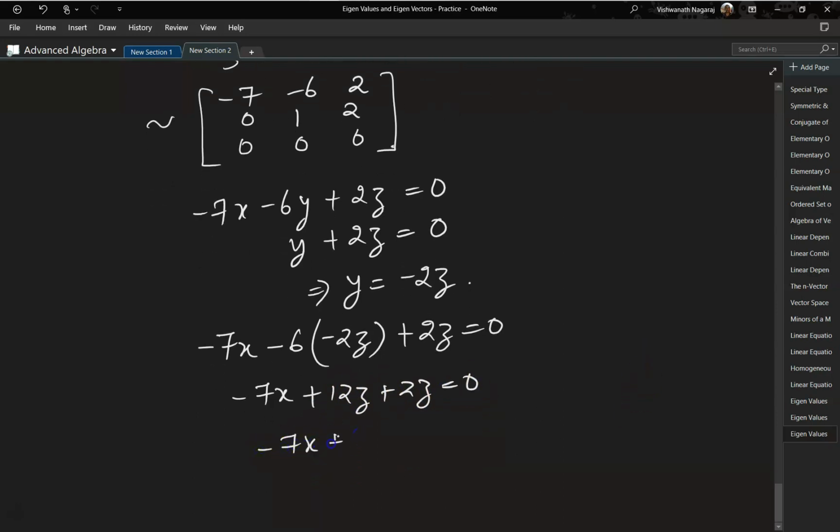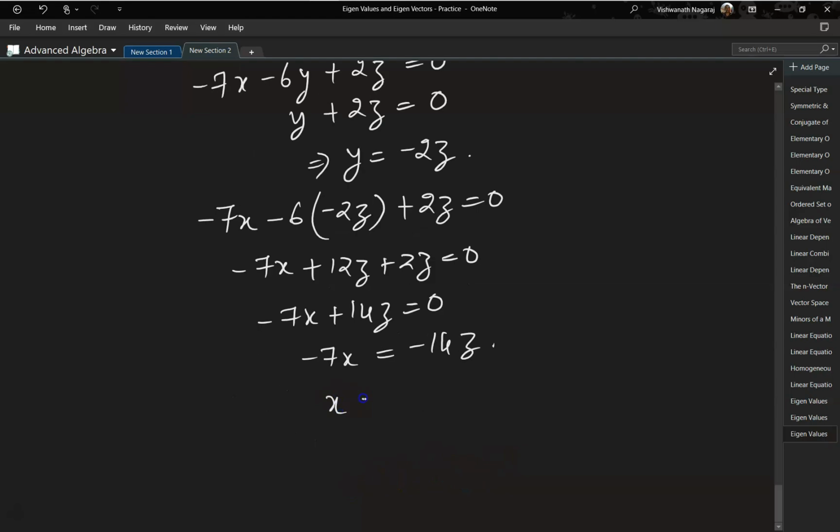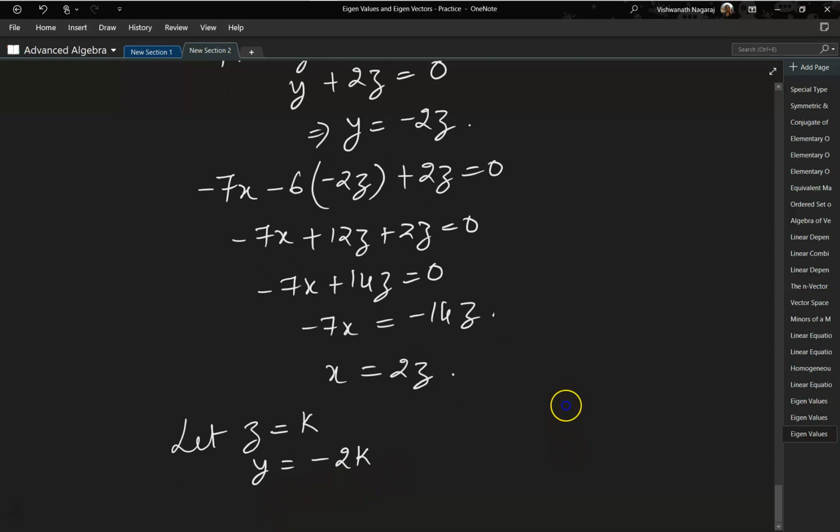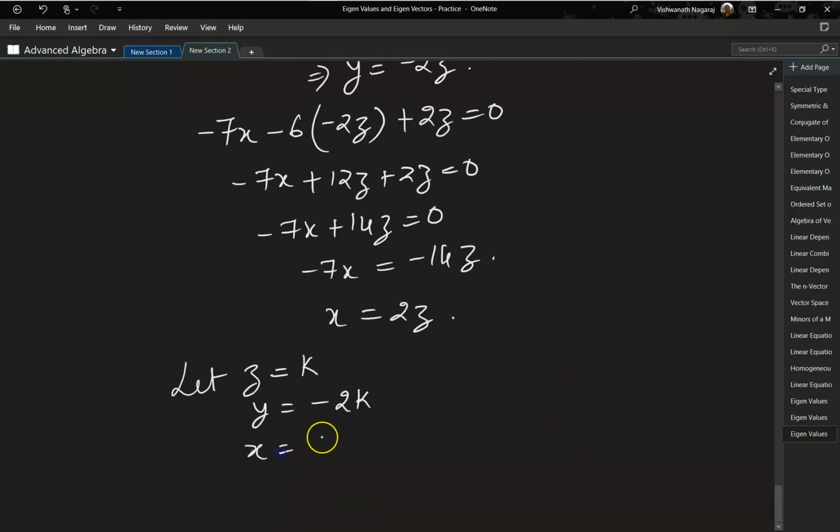Minus 7x plus 14z equal to 0. Minus 7x equal to minus 14z. So which means x is equal to 2z. Now, which is the independent one here? Z. So let z be equal to k. Then y becomes equal to minus 2k, and x becomes equal to 2k.